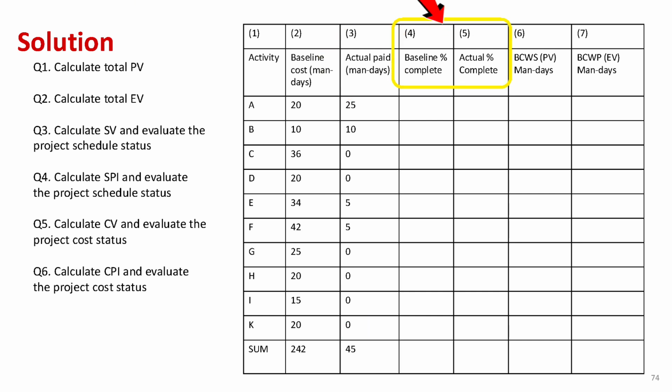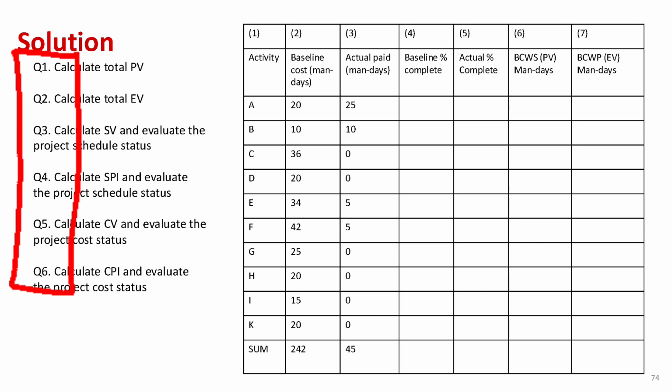In the next two columns, we calculate the as-planned percentage complete, using the baseline schedule, and the actual percentage complete based on the updated schedule. The sixth column will show the planned value, PV, which is calculated from the as-planned percentage complete, and the seventh column will show the earned value, EV, which is calculated from the actual percentage complete. Once we have all the necessary data, we'll assess the project's status by answering questions 1 through 6 listed on the left. Let's start with the as-planned percentage complete, column 4.